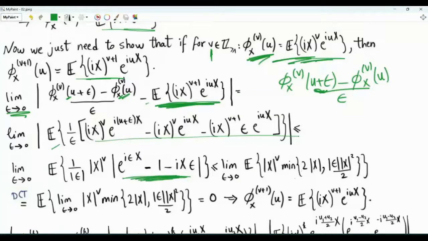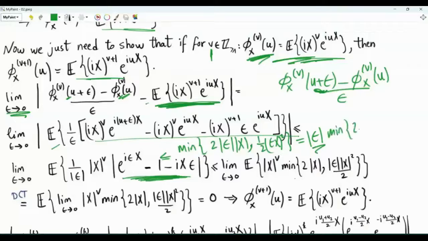This is upper bounded by the minimum of 2 times the magnitude of epsilon times the magnitude of x, and then 1/2 epsilon x squared. And we can take the magnitude of epsilon outside, and here we have the minimum of 2 times the magnitude of x, and then the second term will be 1/2 magnitude of epsilon and then x squared, as we can see here. Can we take the limit inside?